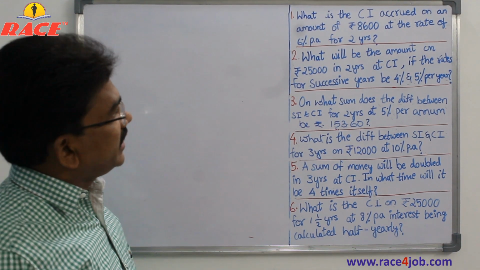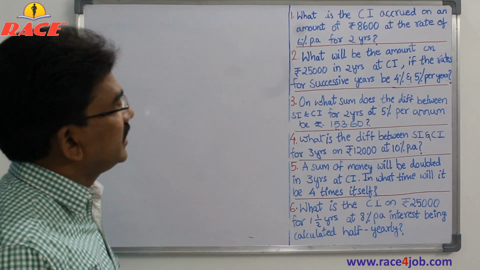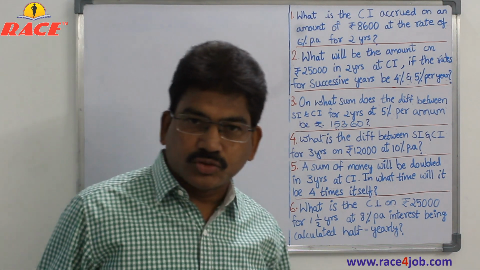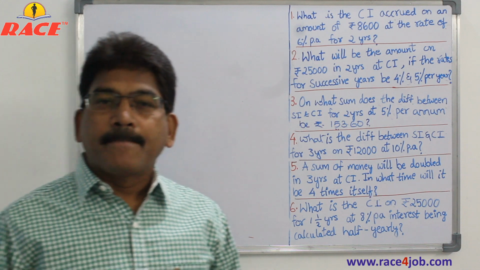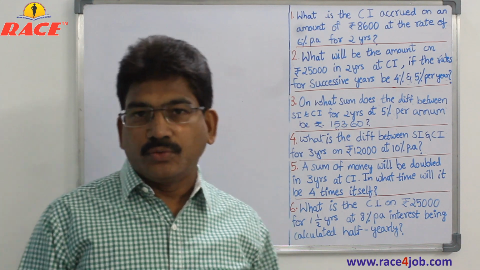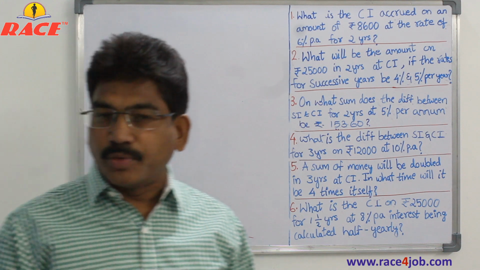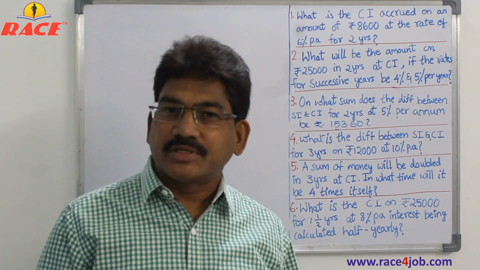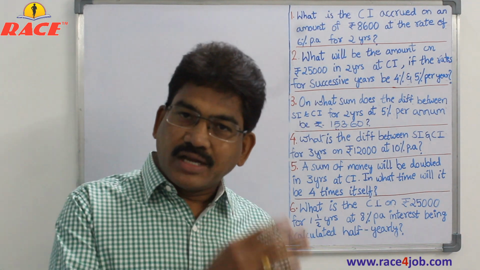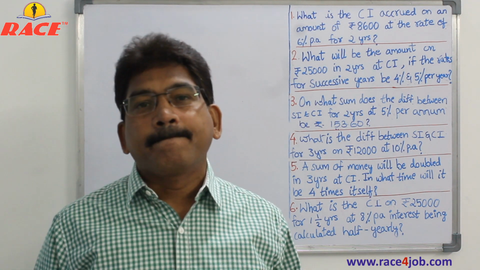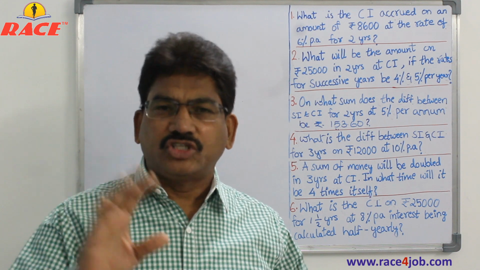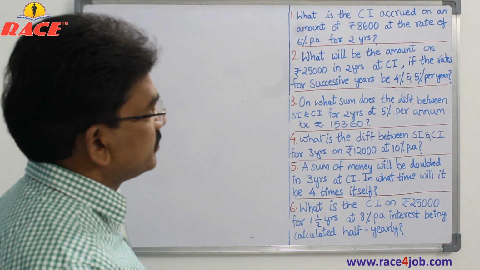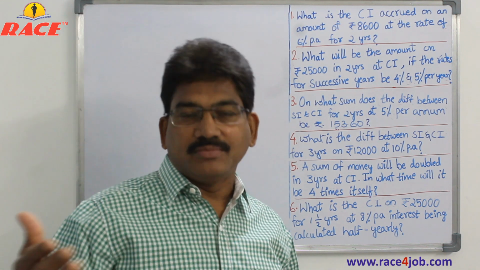What is the compound interest accrued on an amount of 8,600 at the rate of 6% per annum for 2 years? Okay, we can solve this question by any of the methods. Out of these 3 methods I told you to find compound interest, which method should be used? See, if the rate of interest is easy for you, like 5%, 10%, 15%, 20%, such kind of things, calculate interest separately and add. Otherwise, you can use the formula. Formula is the last choice. Otherwise, you can say 106%, 106% of, however many times accordingly.